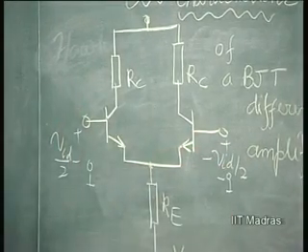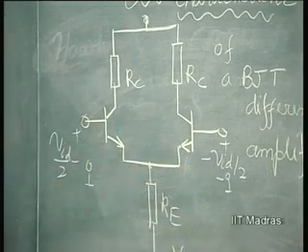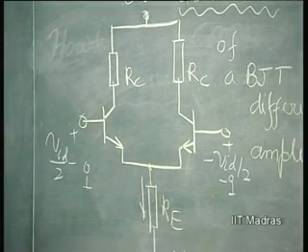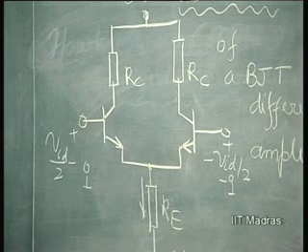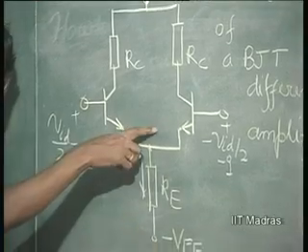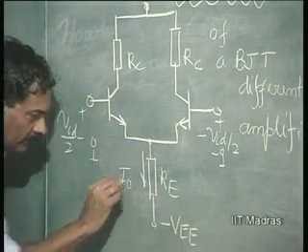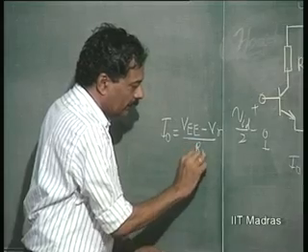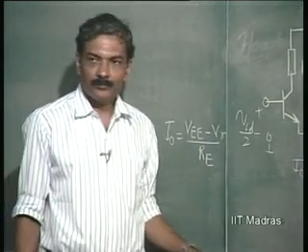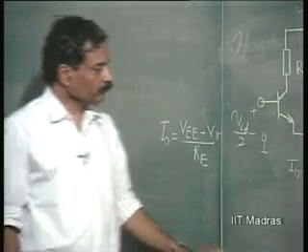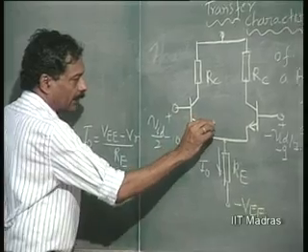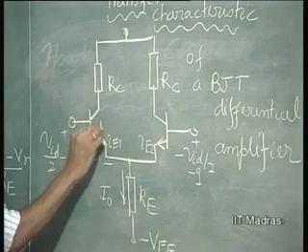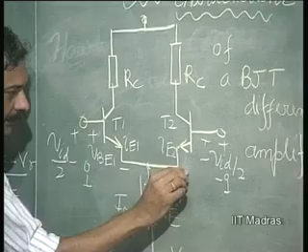So, if this is VID by 2 and this is minus VID by 2, what happens, I would like to know. The current in this remains constant, that is important here, let us say I naught. What is the value of I naught? VEE minus V gamma divided by RE. So, this I naught is going to be VEE minus V gamma divided by R. Now, let us call this IE1, this as IE2, this as VBE1, T1, this is T2, and therefore, this voltage is VBE2.